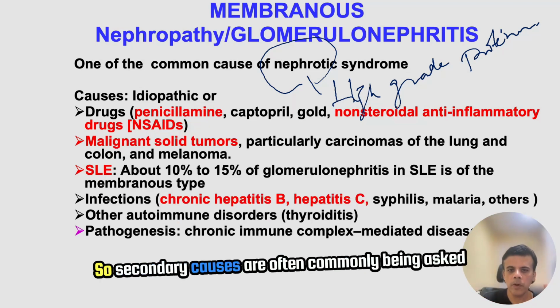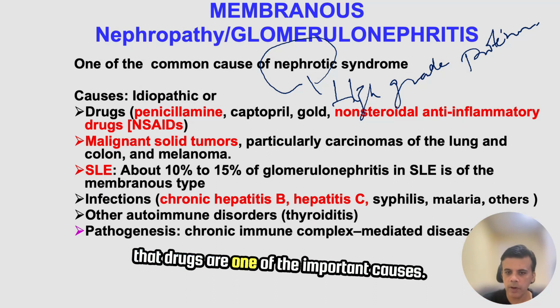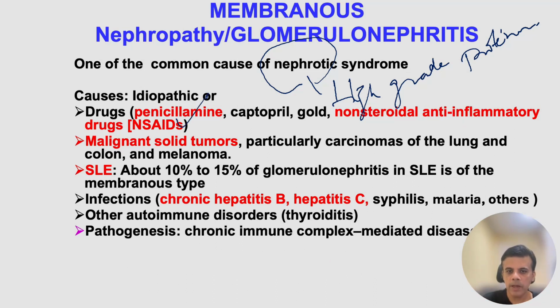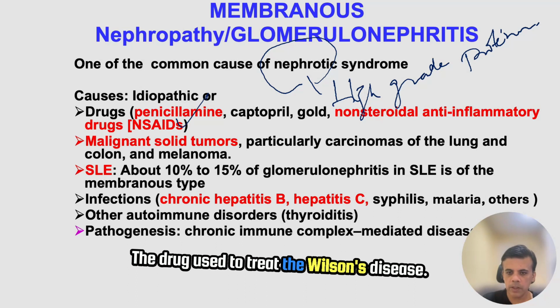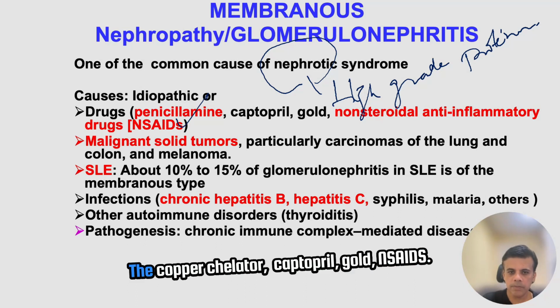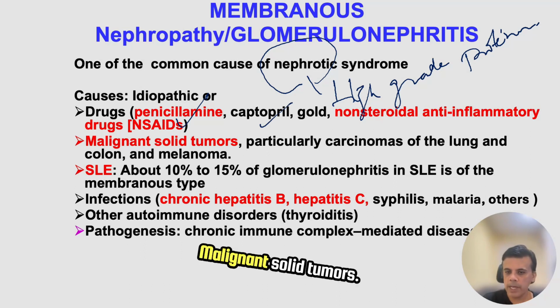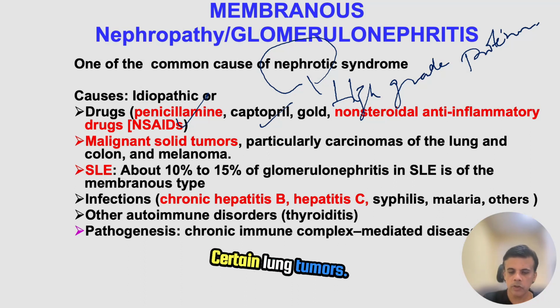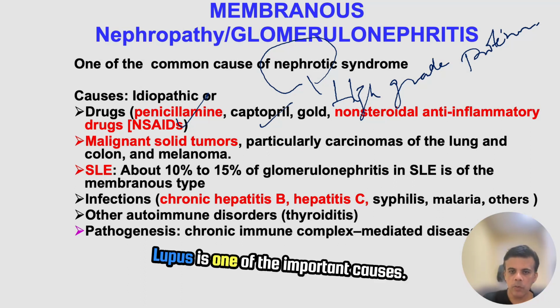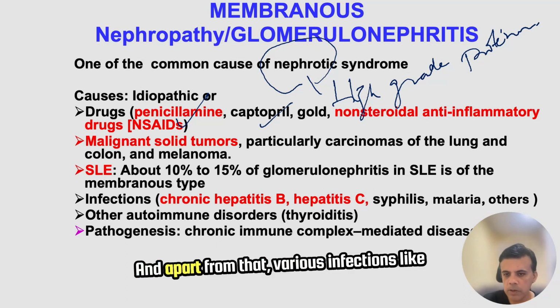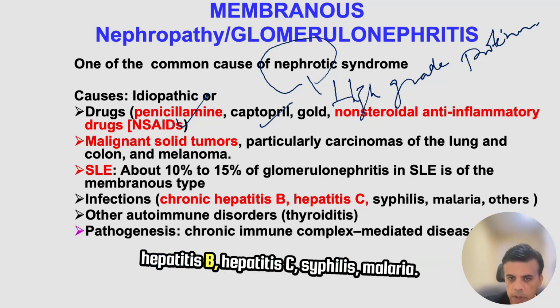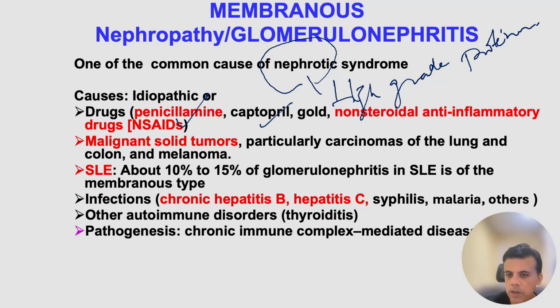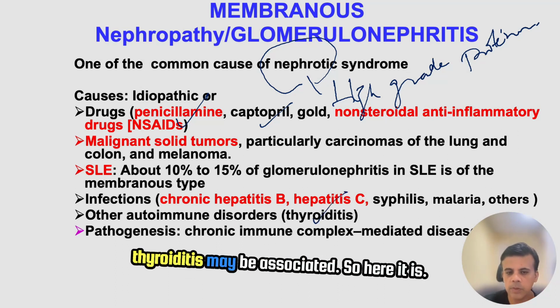Secondary causes are often asked. Drugs are one of the important causes: penicillamine, the copper chelator used to treat Wilson's disease, captopril, gold, NSAIDs. Malignant solid tumors like tumors of the lung, and malignant melanomas. Lupus is one of the important causes, and apart from that, various infections like hepatitis B, hepatitis C, syphilis, malaria, and some autoimmune conditions like thyroiditis may be associated.